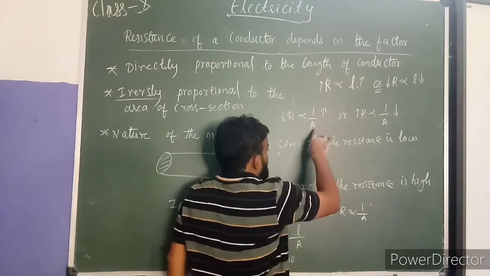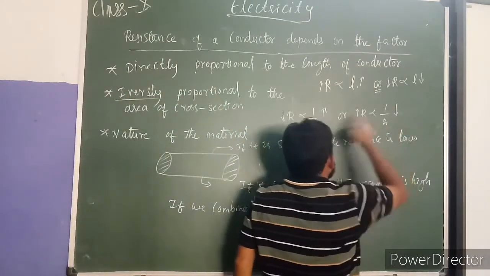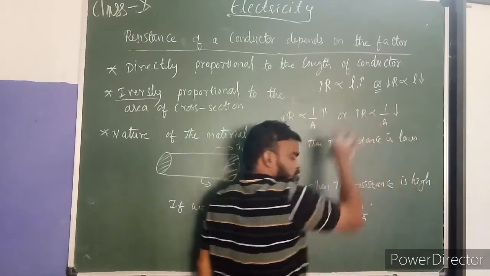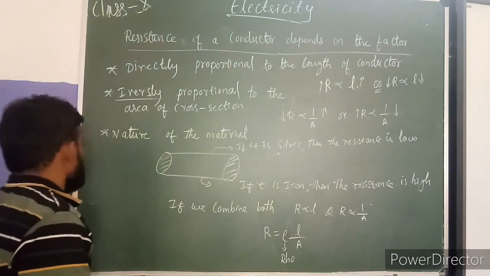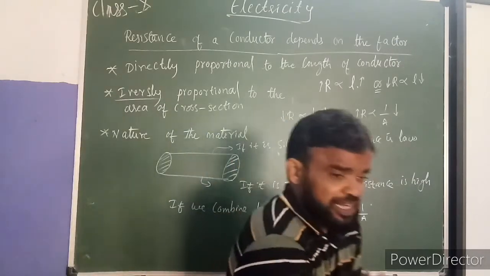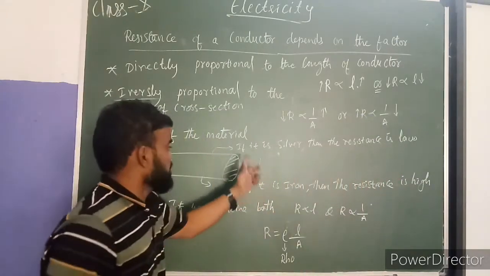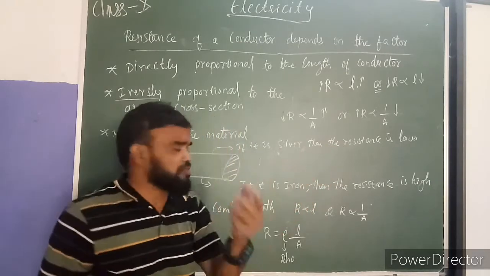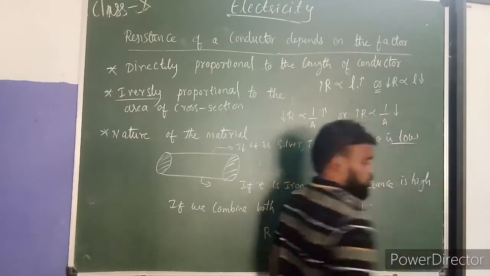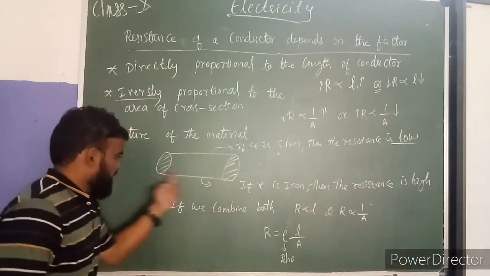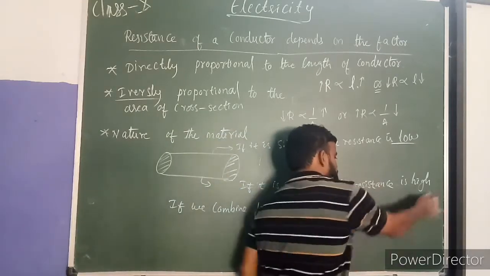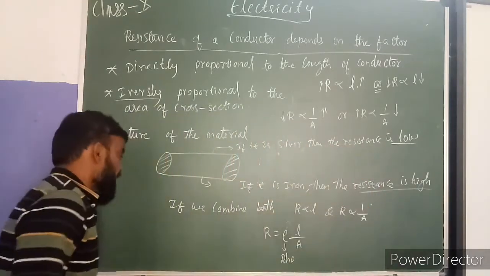R is proportional to 1 by A. If the area is increased, the resistance will decrease; if the area is decreased, the resistance increases. Understood? Third, and very important, it depends on the nature of the material, which type of conductor we are using. If we take a silver wire, the resistance is low. If we take iron metal, the resistance is high.